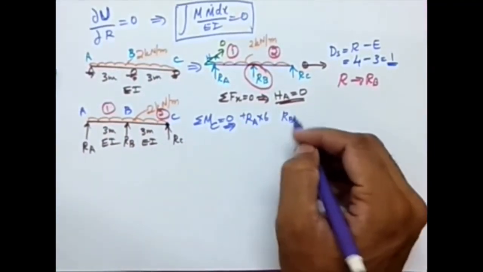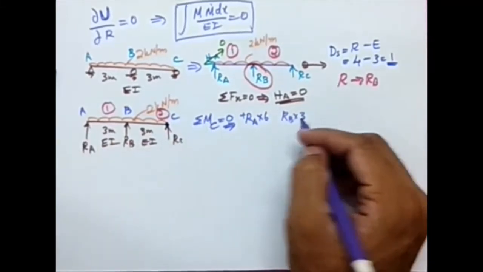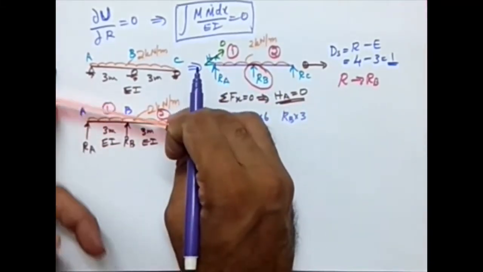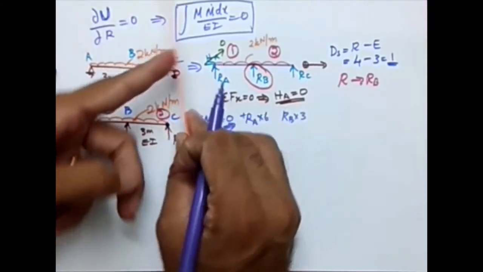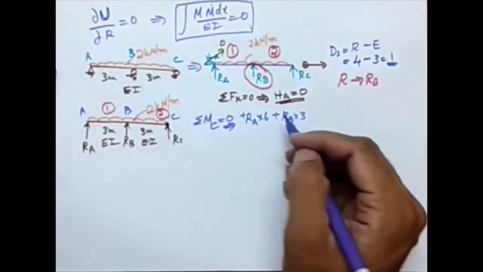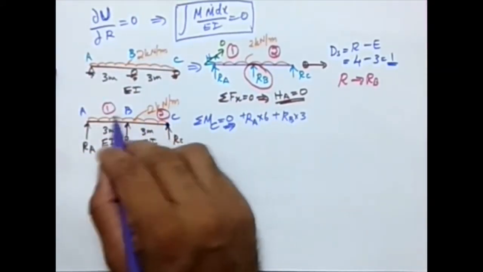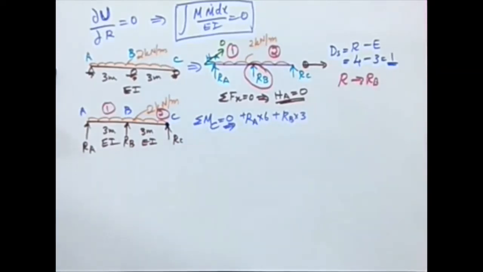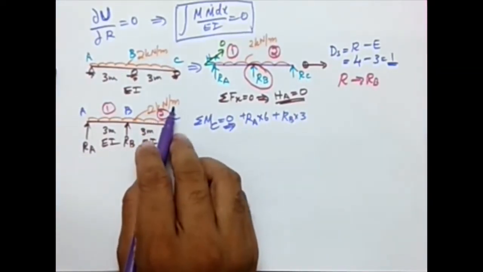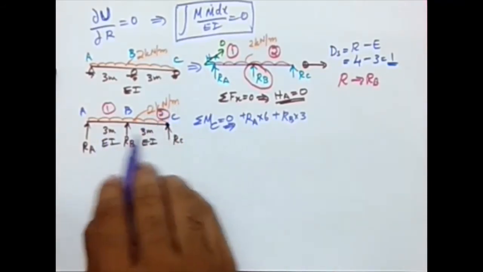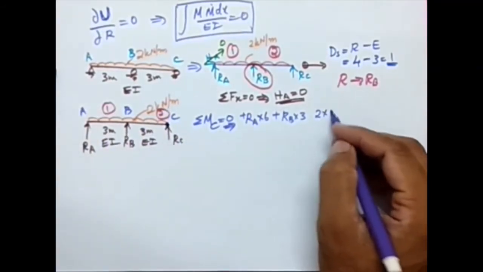Now there is RB, the lever arm is 3. RB is here. It causes clockwise rotation, hence it is also positive. Then what I have is this UDL. What will be the magnitude of the force? 2 kilonewton per meter. For 1 meter, 2 kilonewton. For 6 meter, 2 into 6.